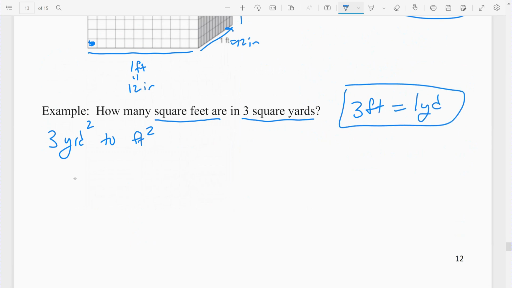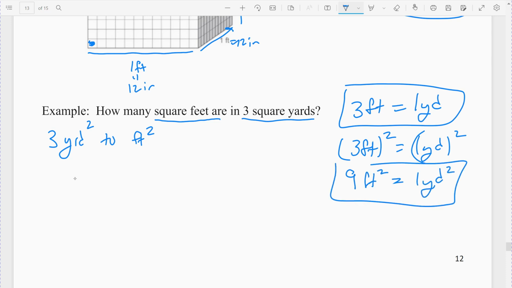So there's 2 ways to do this. You can either set up the conversion twice, since I have 2 yards there, or I know I need these to be squared, so I'm going to square both sides. 3 feet squared, 1 yard squared, right? So this will give me 3 squared, which is 9 feet squared, is equal to 1 yard squared. So I know for every 1 yard squared, there's 9 feet squared.